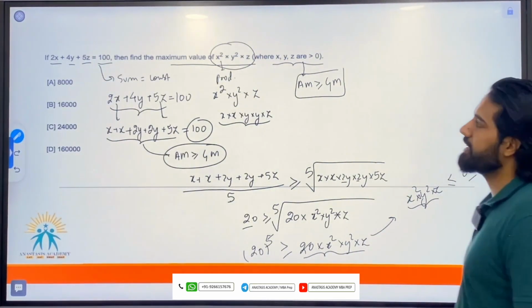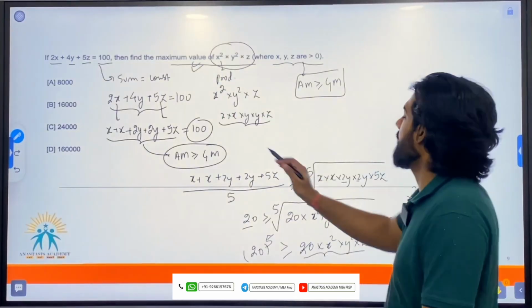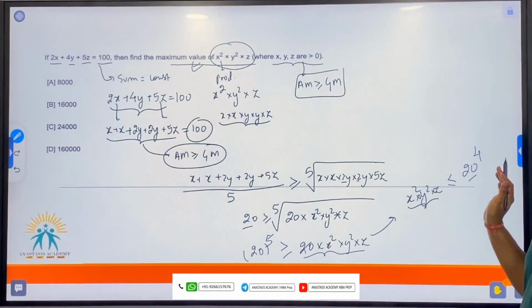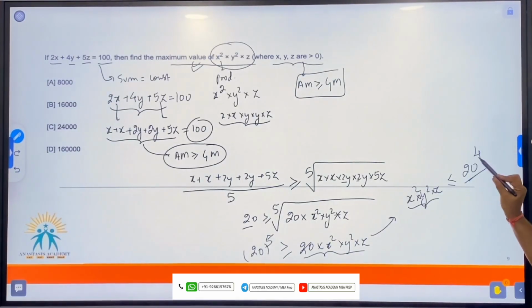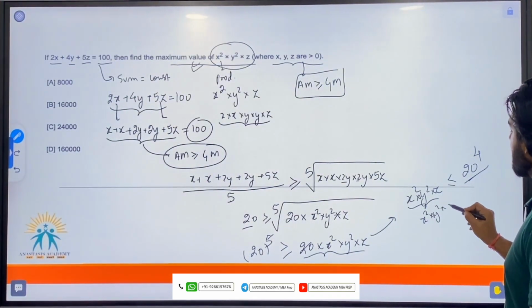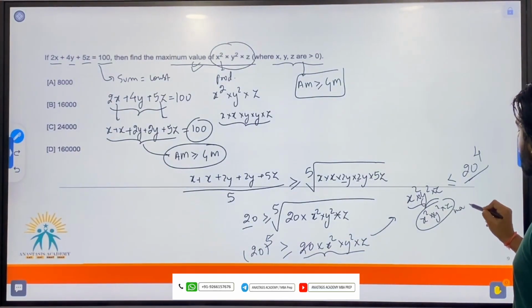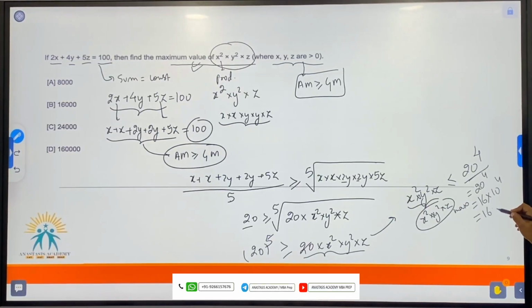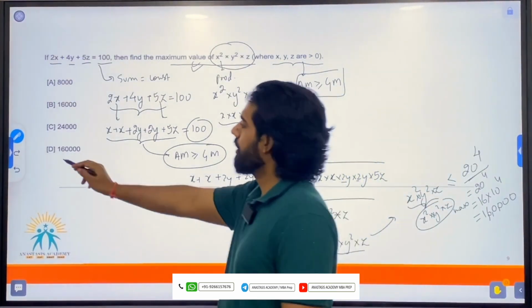Now what is asked? What is the maximum value? I know the value of this expression is always less than or equal to 20 raised to the power 4. So the maximum of x square y square z would be equal to 20 raised to the power 4, which is equal to 2 raised to the power 4, 16, into 10 raised to the power 4, and it is nothing but 1,60,000. So the correct answer to this question is option B.